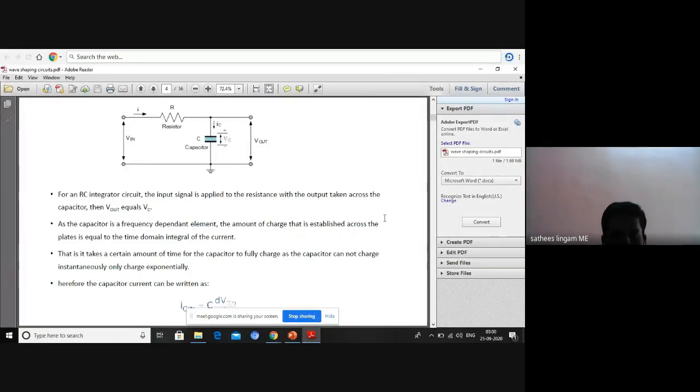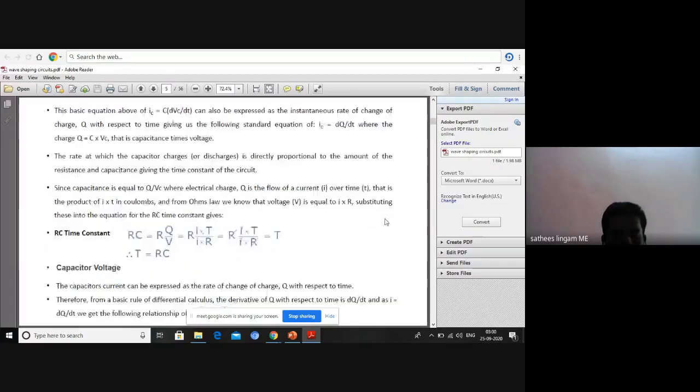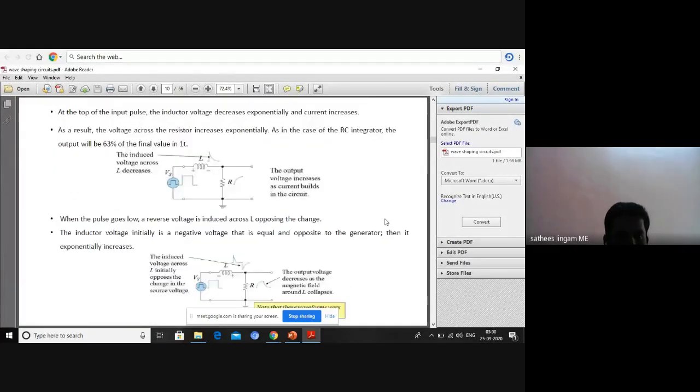So that capacitor plays a role in the wave shaping conversion from the input side to the output side. The capacitor is a frequency dependent element, and the output is taken across the capacitor. So charging and discharging plays a role, and the time constant is RC, the capacitor voltage.